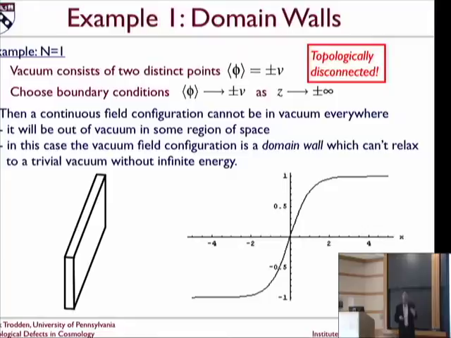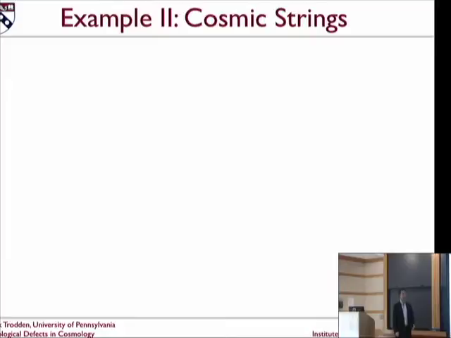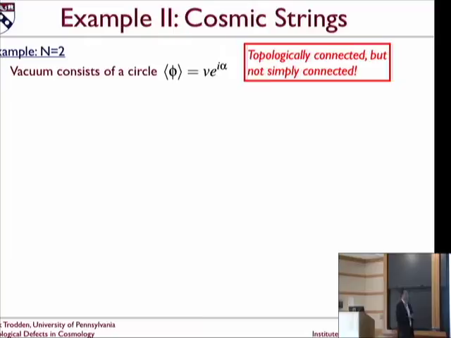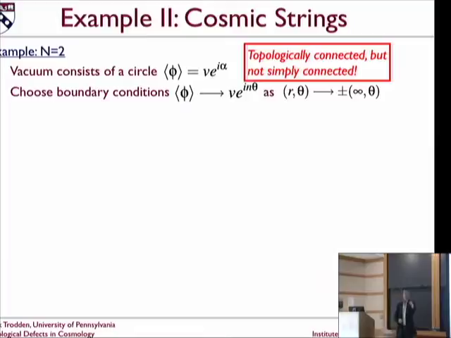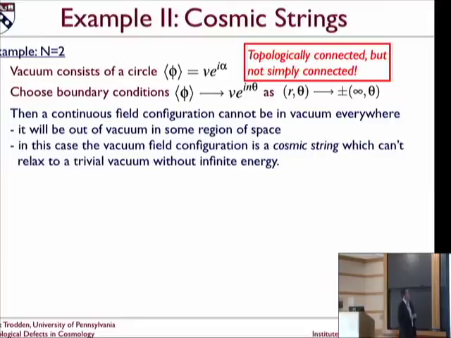Now, obviously, this can be made more complicated. You go up to two fields, or if you like, one complex field. The vacuum is now a circle. It's topologically connected, but not simply connected. If you choose boundary conditions of the right type, namely, you allow the field to wind at infinity as you go around a circle in real space, then a continuous field configuration can no longer be in vacuum. It must be out of vacuum somewhere. In this case, the configuration you're left with is a cosmic string that, again, cannot relax to the vacuum. So this is your potential.